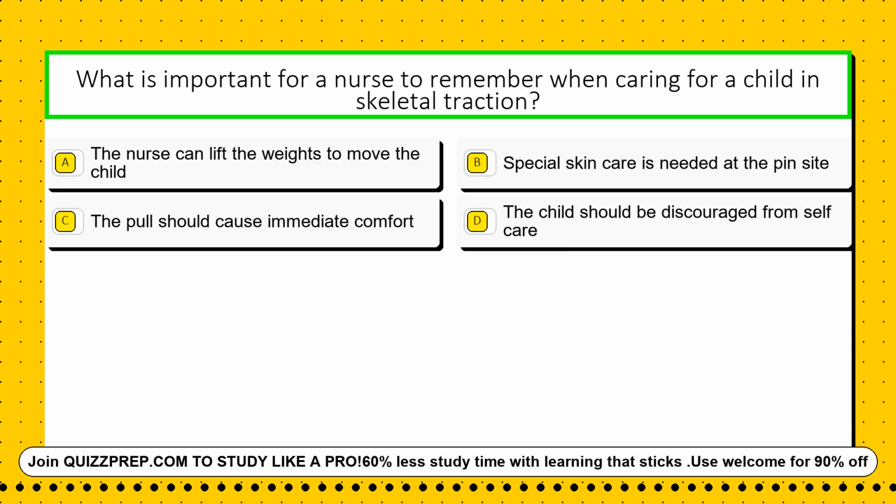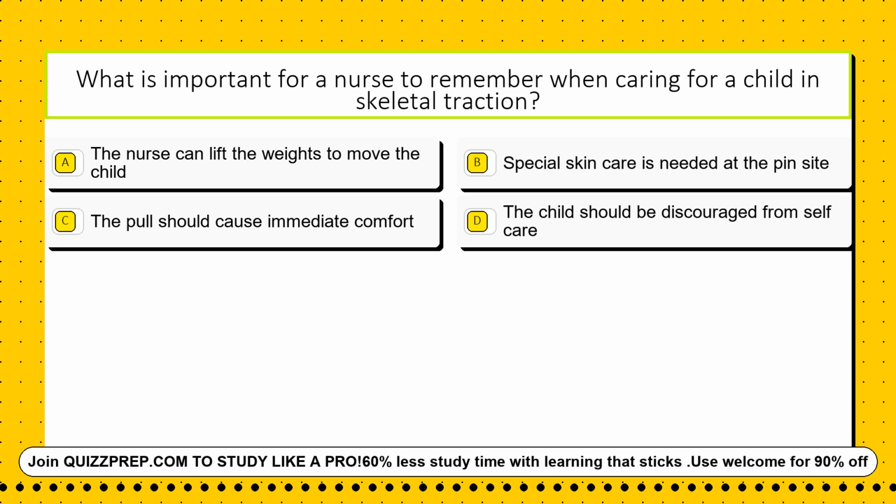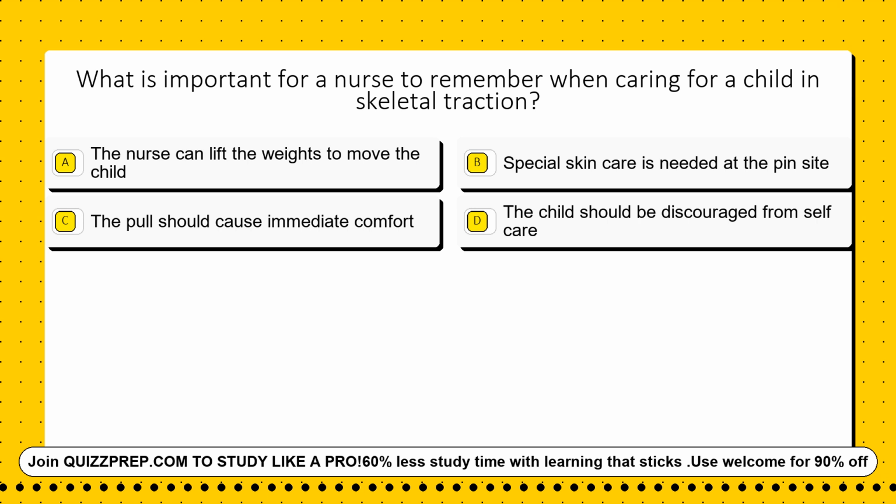Question 95. What is important for a nurse to remember when caring for a child in skeletal traction? Option A. The nurse can lift the weights to move the child. Option B. Special skin care is needed at the pin site. Option C. The pull should cause immediate comfort. Option D. The child should be discouraged from self-care.